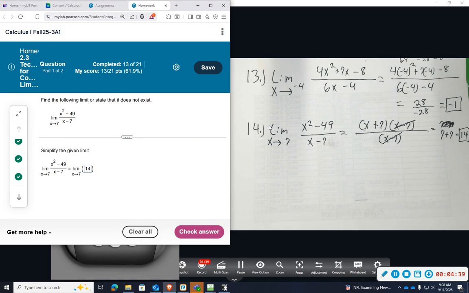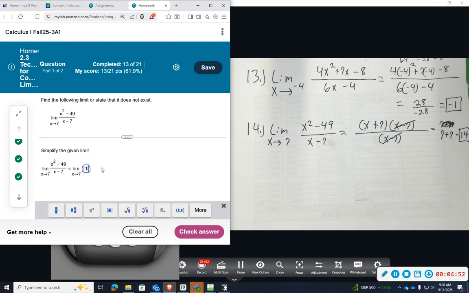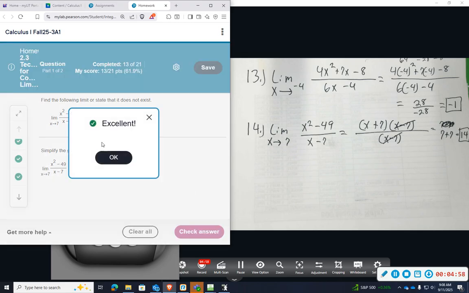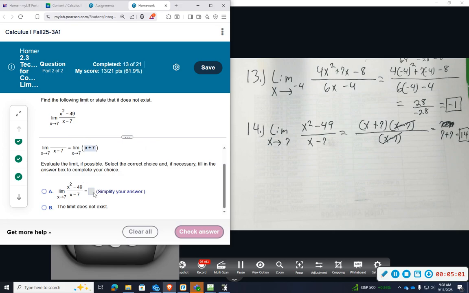That is what we did, right? x plus 7, x minus 7, we cancel out. We plug in the 7 on the top. Oh, they want me to simplify it first. So it's 2 parts. Okay, so we're going to say x plus 7. So first they want me to simplify it, and then they want us to find the limit.